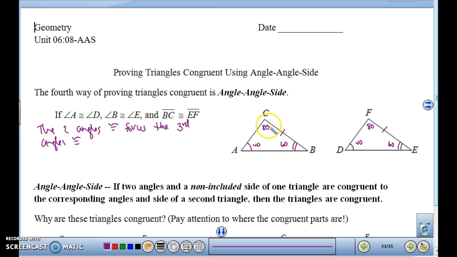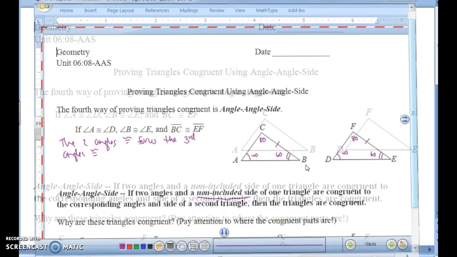So that means the triangles are actually congruent by angle, side, angle. So as a shortcut, if we can get angle, angle, side to save ourselves some time, you can use angle, angle, side instead of angle, side, angle because it forces the third angles to be congruent. So angle, angle, side says if two angles and a non-included side, now that's important, the side is not between the angles, are congruent to the corresponding angles and side inside of a second triangle, then the triangles are congruent. So you need to tell the difference between angle, angle, side and angle, side, angle.